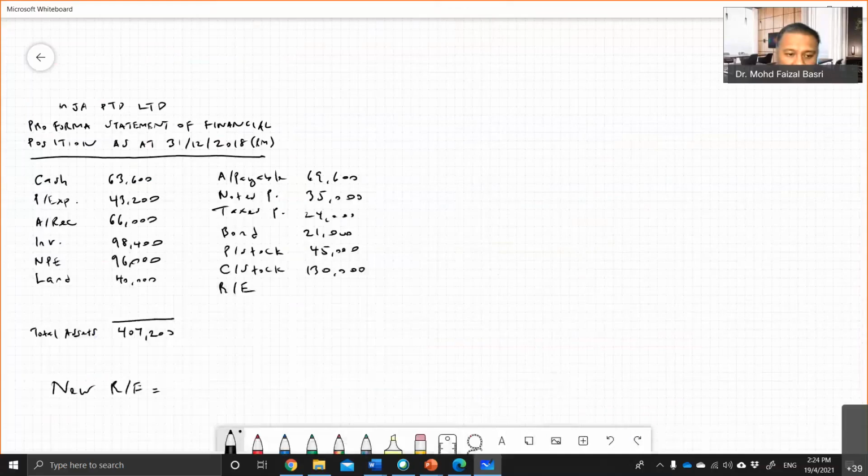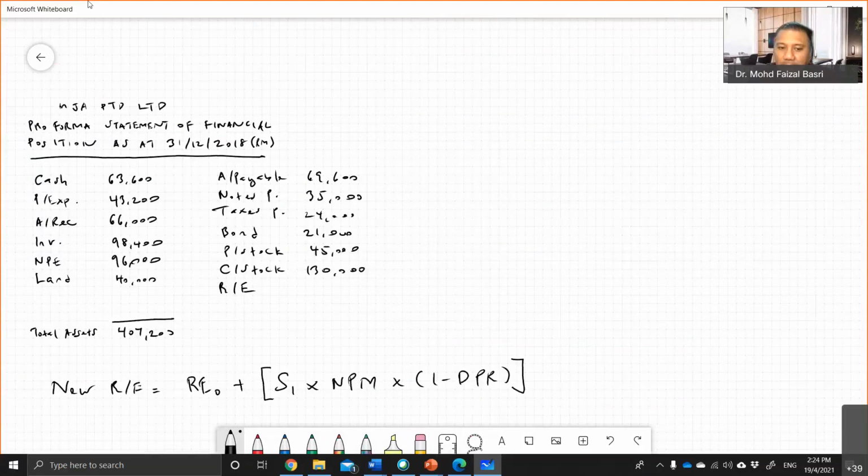So therefore, to find the new retained earning, I'm going to write back the formula. It's RE0, which is the current retained earning, plus, in a bracket, sales 1, which is not current, sorry, the forecasted sales, multiplied with net profit margin, multiplied with 1 minus DPR. So this is the formula. Remember, the concept of retained earning is accumulative. It accumulates from one year to another.